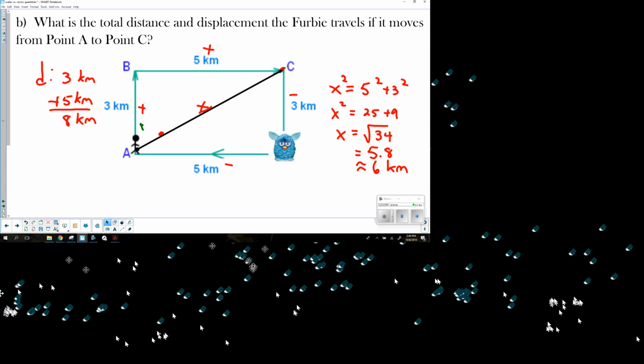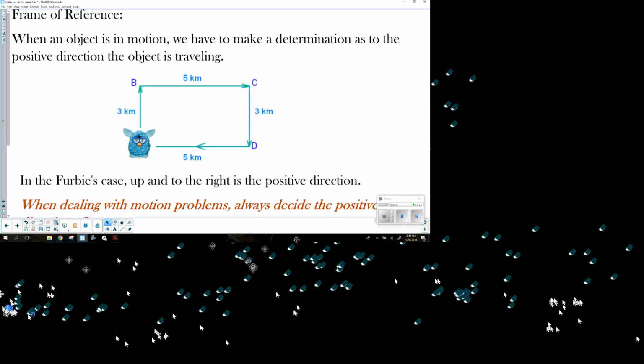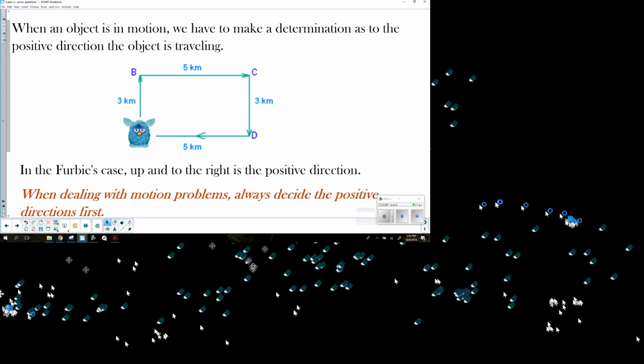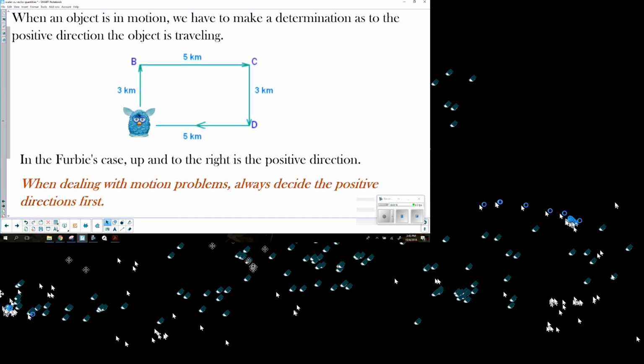And so one thing that you will always have to do when you are dealing with motion problems is think about a frame of reference. A frame of reference is just a decision, by an object, or if somebody will make that decision for an object, of what the positive direction will be. So we just declared that up was positive, to the right was positive, down was negative, to the left was negative. You have to make that decision every single time before you think about a motion problem.